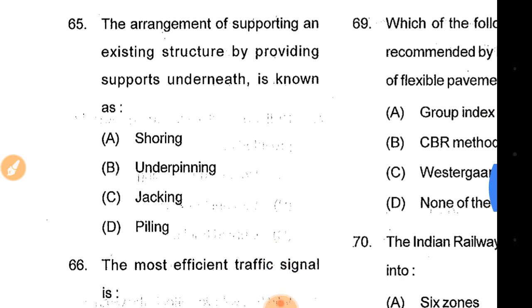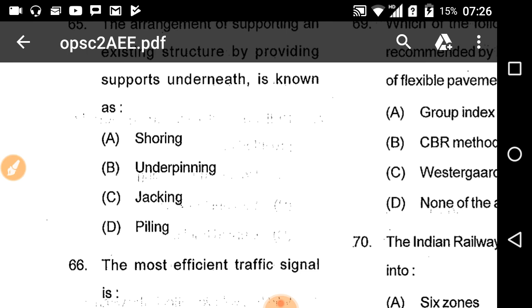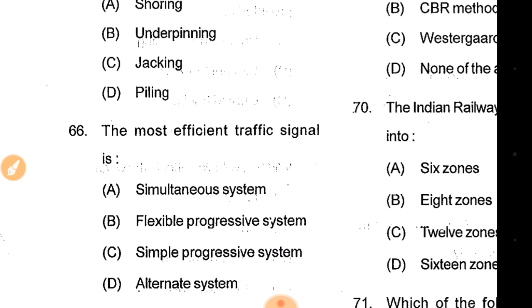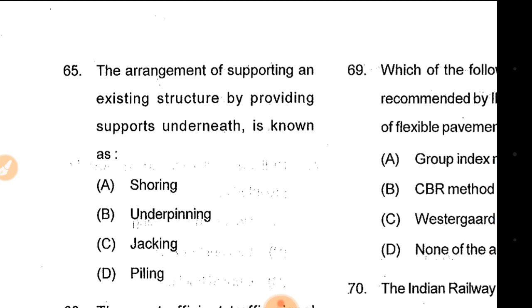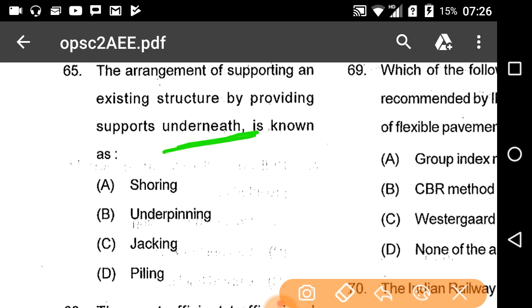Next, the arrangement of supporting an existing structure by providing supports underneath is known as shoring, underpinning, jacking, piling. So option A will be the correct answer, that is shoring. Sorry. The arrangement of supporting an existing structure by providing supports underneath is underpinning. Given that underneath, that is underpinning.